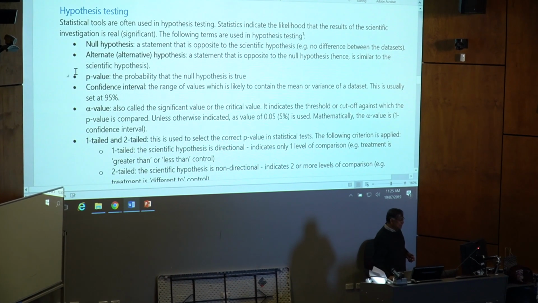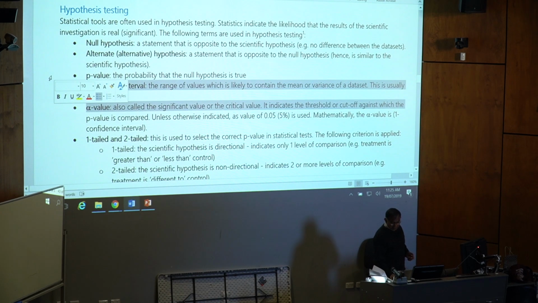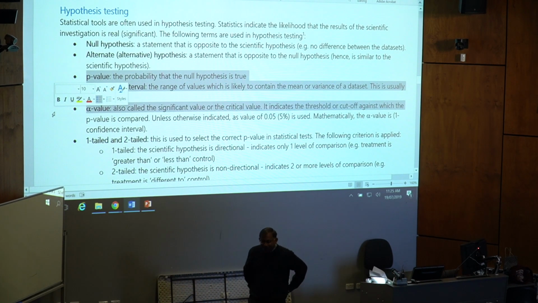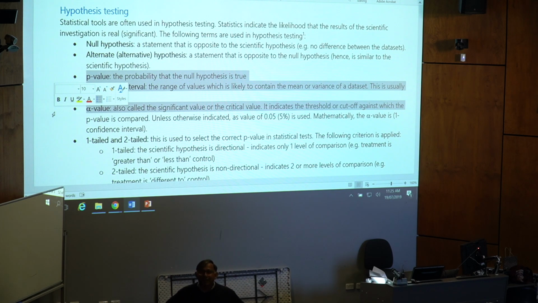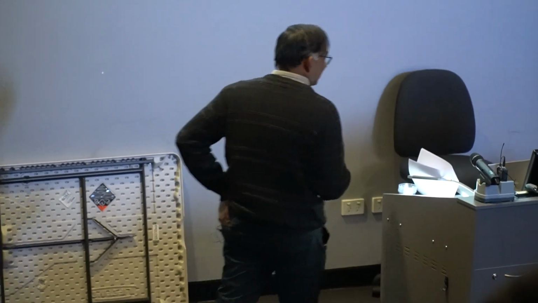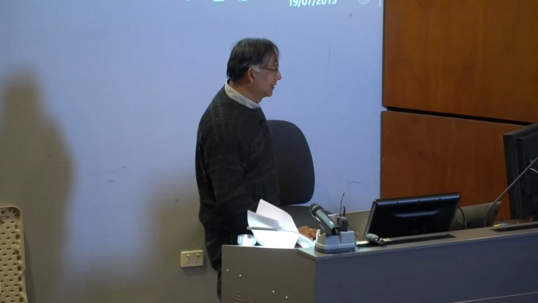You need to know these three things. P-value, confidence interval, and alpha value. These are things that statisticians use all the time. And I'm going to describe it in a very non-statistical way. Okay? I'm going to start with confidence interval. And I'm going to be very statistically incorrect when I describe this.